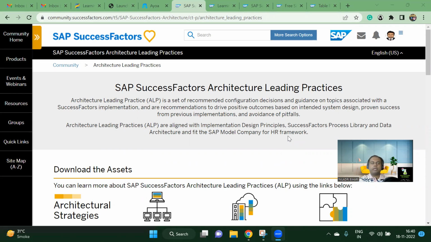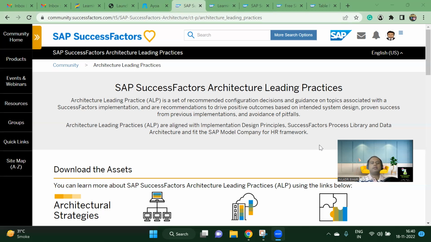So why do we need it? Why should we go through this kind of document? Whenever you go for any kind of implementation, it is not straightforward. Different organizations have their own different requirements. They come from different industries. So whatever configurations you recommend or guide toward, there should be guiding principles, because the system is designed in such a way. SAP SuccessFactors is designed so that most organizations and most industries can be catered to. But again, you also have to understand the leading practices whenever you go for it.